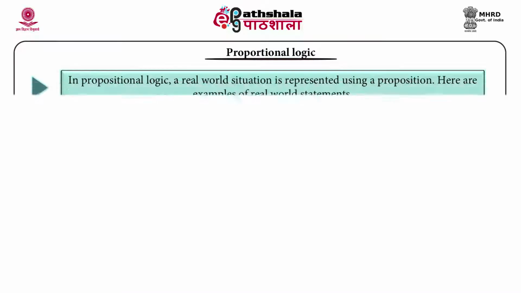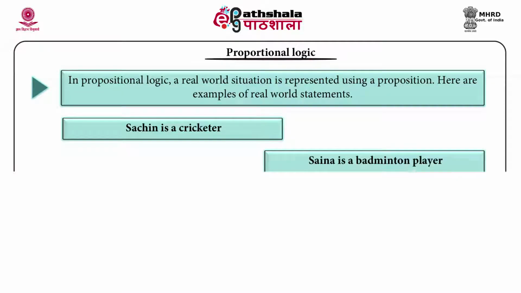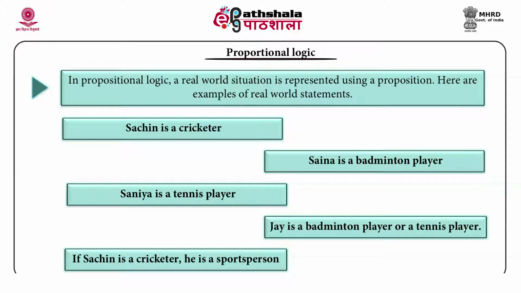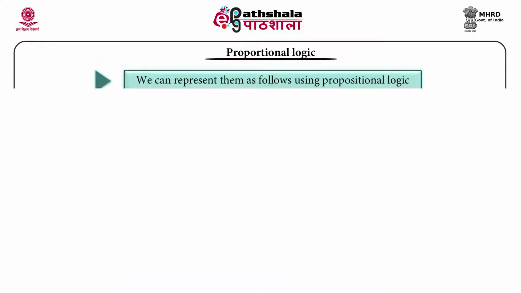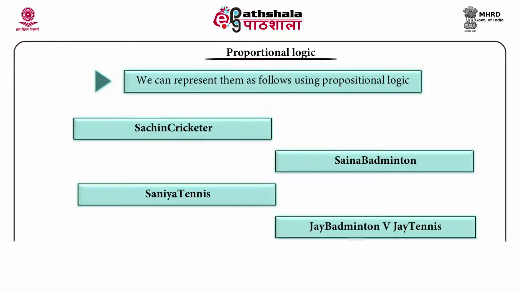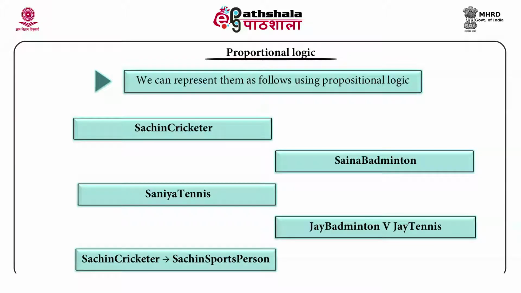Here are some statements on the screen that you can see. There are 5 different statements. The first one is Sachin is a cricketer, Saina is a badminton player, Sania is a tennis player, Jay is a badminton player or a tennis player. If Sachin is a cricketer, he is a sports person. Now, if you want to represent these statements using propositional logic, here is how it is. The first one, Sachin cricketer, is a single phrase which describes Sachin being a cricketer. Saina badminton, Sania tennis, Jay badminton or Jay tennis. Sachin cricketer implies Sachin sports person. You can see this is a pretty simple way of representing the knowledge.